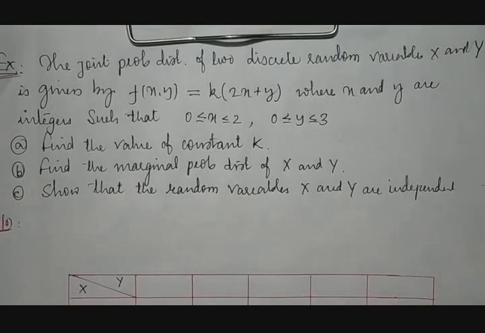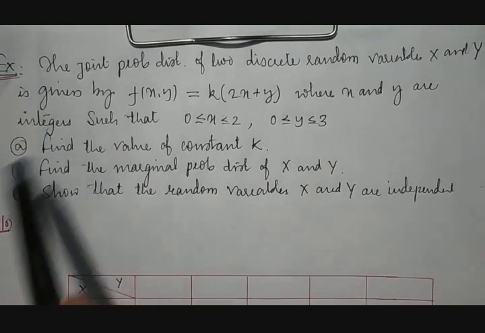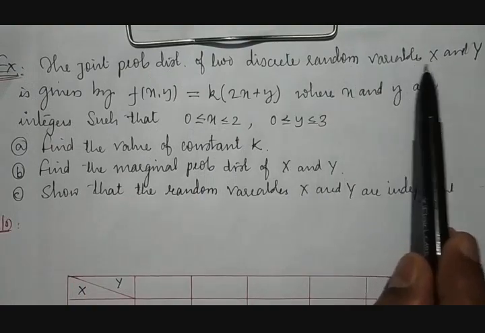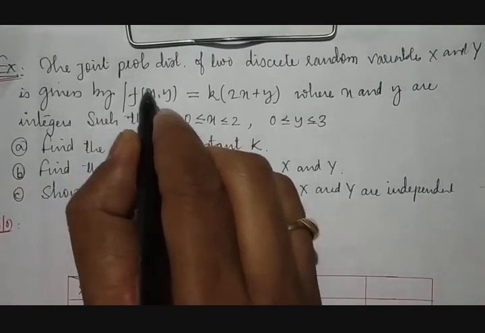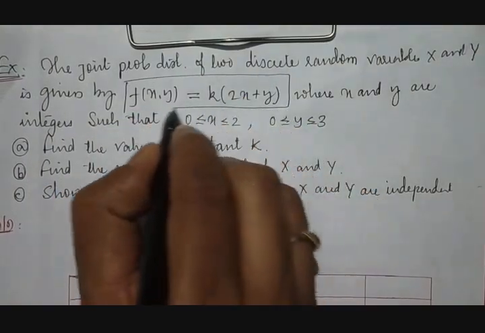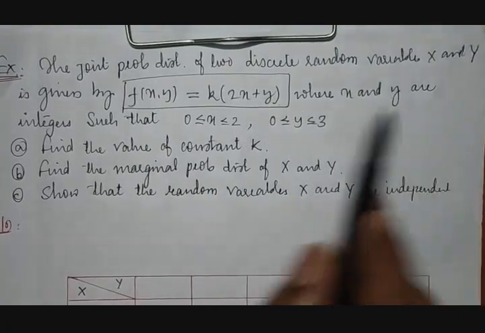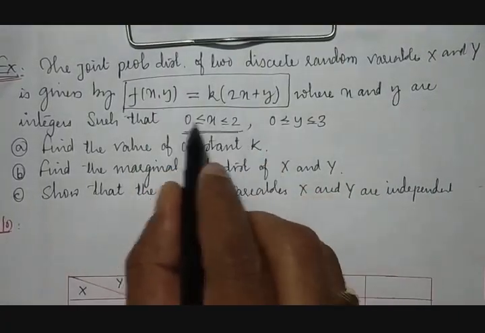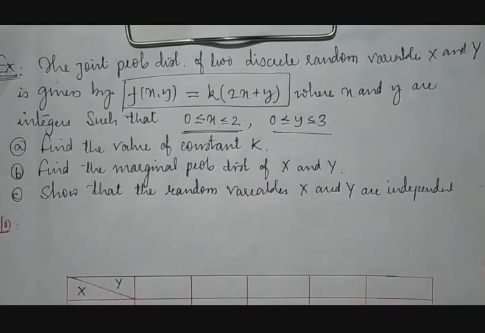Today let us discuss an example on joint probability distribution. The joint probability distribution of two discrete random variables x and y is given by f of x, y equal to k into 2x plus y, where x and y are integers, such that x lies between 0 and 2 and y lies between 0 and 3.